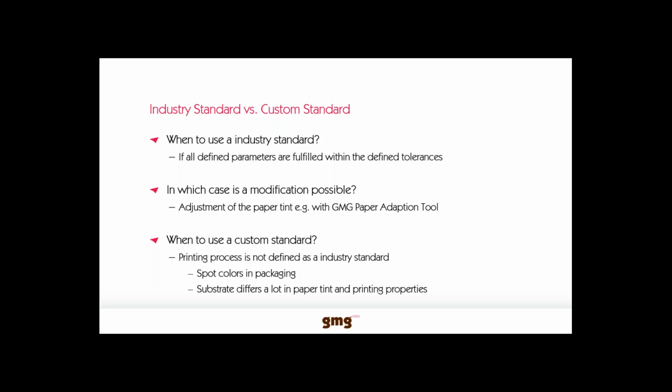The creation of a custom standard is recommended and useful if no industry standard exists for the printing process. For example, if a completely different paper type is used with a special surface or a colored paper tint, like the Financial Times paper, or it's mostly needed in packaging, where you work with many different substrates and a lot of spot colors.